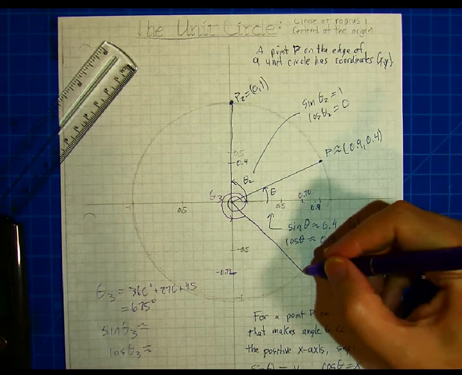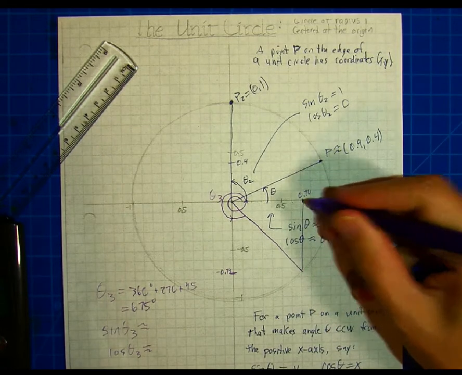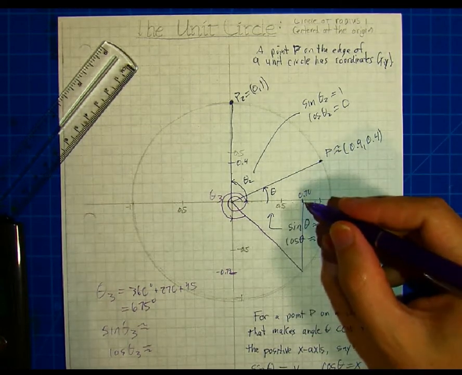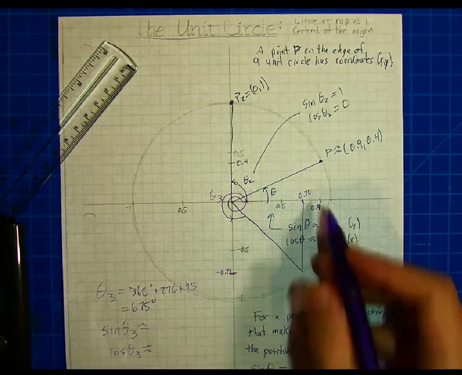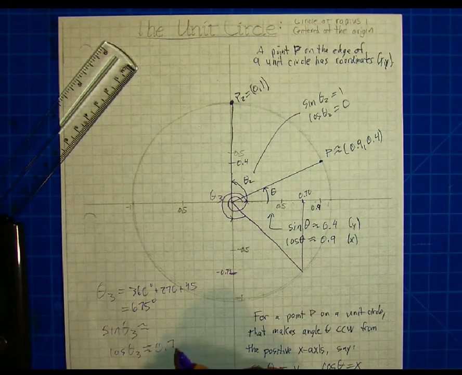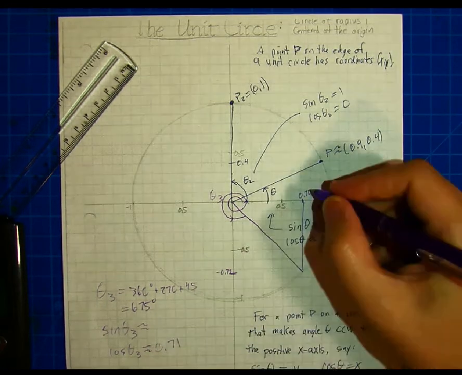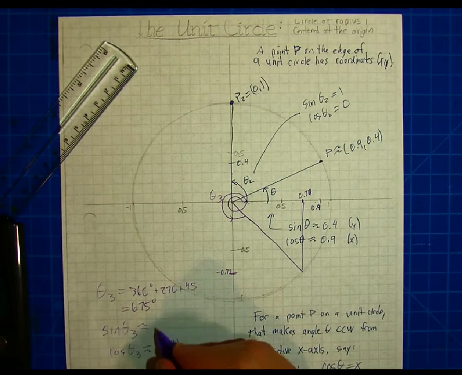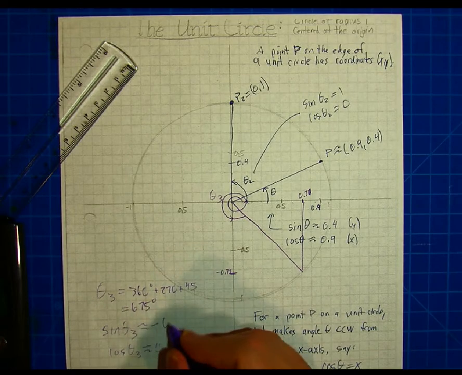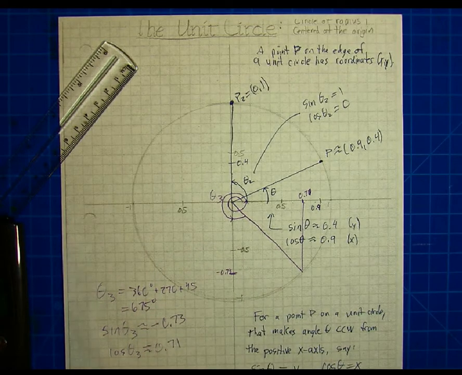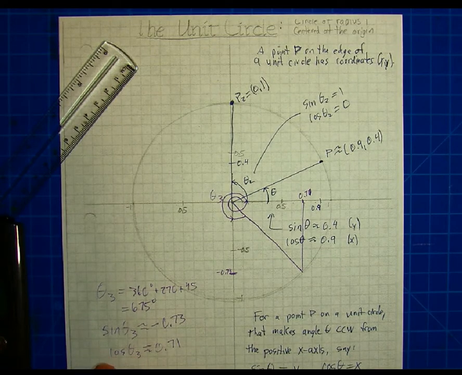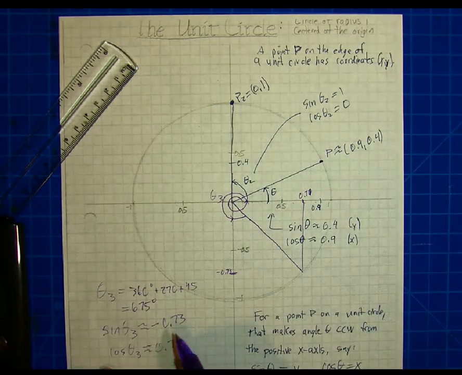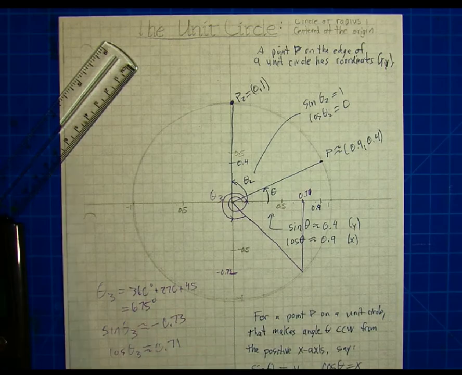Remember, I can draw in this triangle here, and I can get the x coordinate is about 0.70 or maybe 0.71 actually, now that I look at that. Sine of theta 3 is going to be about negative 0.73. And so that's how the trig functions work. Whenever you're asked to find the sine or cosine of an angle, think about it as the y coordinate for sine, the x coordinate for cosine on a unit circle.